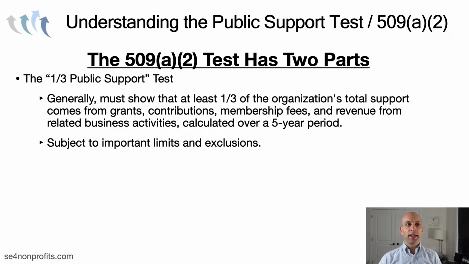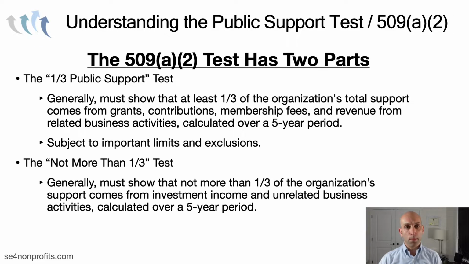So the first part is called the 1/3 public support test, and in this you need to show that at least 1/3 of the organization's total support comes from grants, contributions, membership fees, and revenue from related business activities, that fee-for-service exempt function revenue that we talked about. The other side, the negative requirement, is that you have to show that not more than 1/3 of the organization's total support comes from certain types of revenue, namely investment income and unrelated business activities.